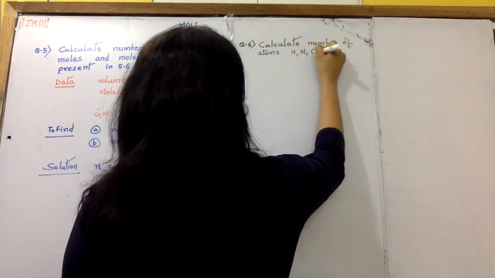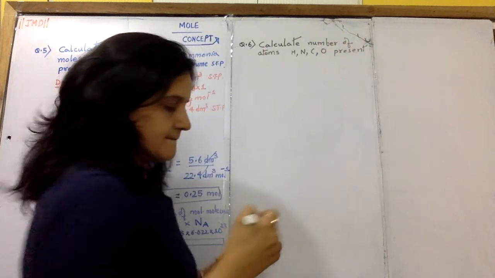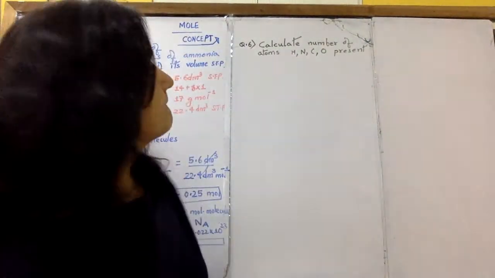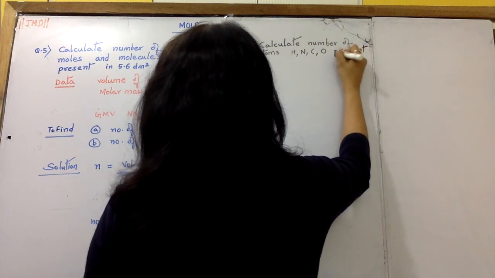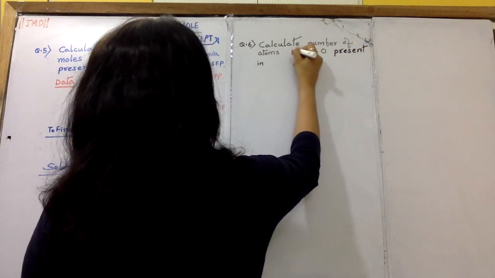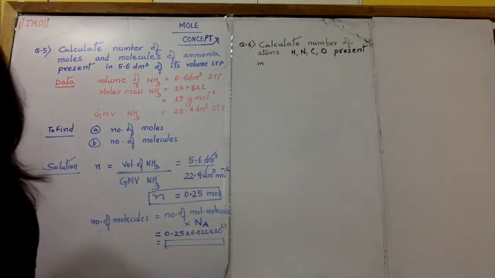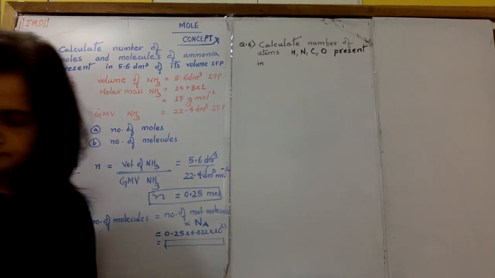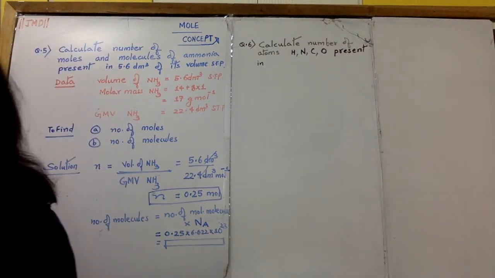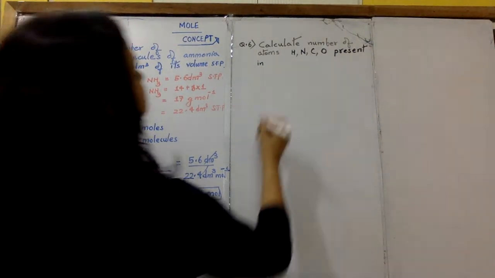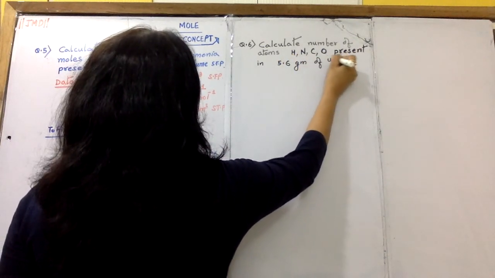nitrogen, carbon, oxygen present in. Yeah, let me just see the question. Present in 5.6 gram of urea.